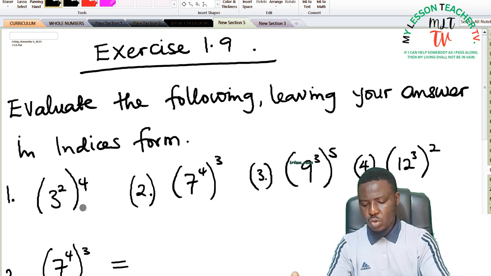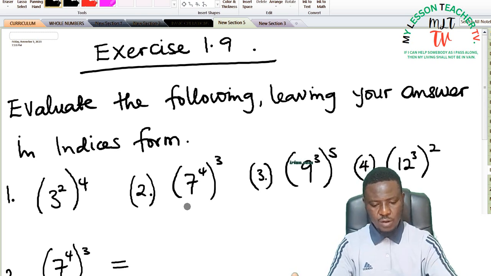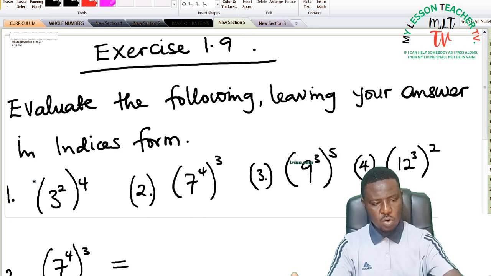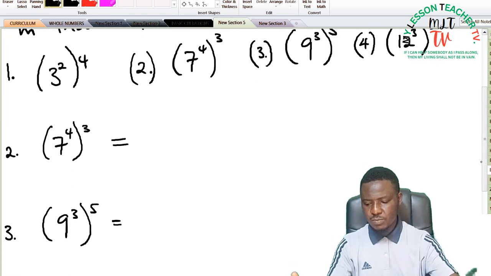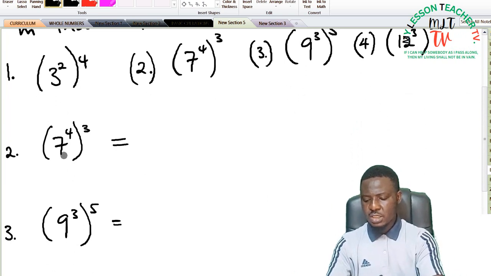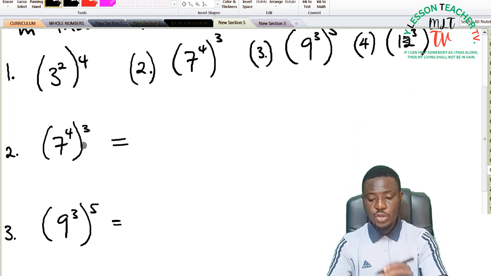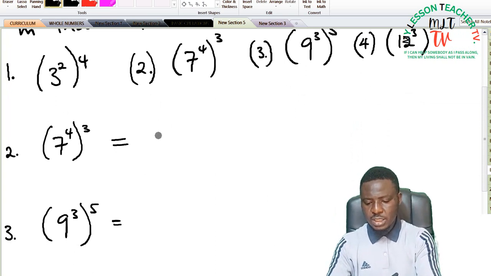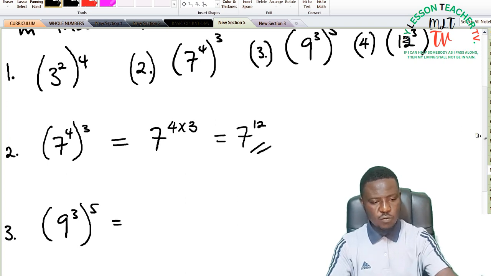We have 1, (3 squared) all raised to the power of 4, 2, 3, and 4. I shall be solving them this morning. So for number 2, we have 7 raised to the power of 4, all cubed. Applying the indices law of multiplication, this is 7 raised to the power of 4 times 3, which is equal to 7 raised to the power of 12.